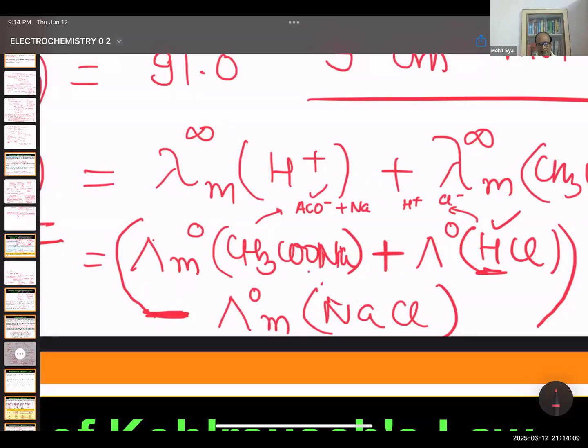So I need this, but I don't need Na and Cl. So I subtracted NaCl, so minus Na plus. I'm not writing lambda, I'm just writing the ions. Don't do this in your examination, your marks will be deducted. Write the complete lambda, not just the ions. So this will get cancelled.